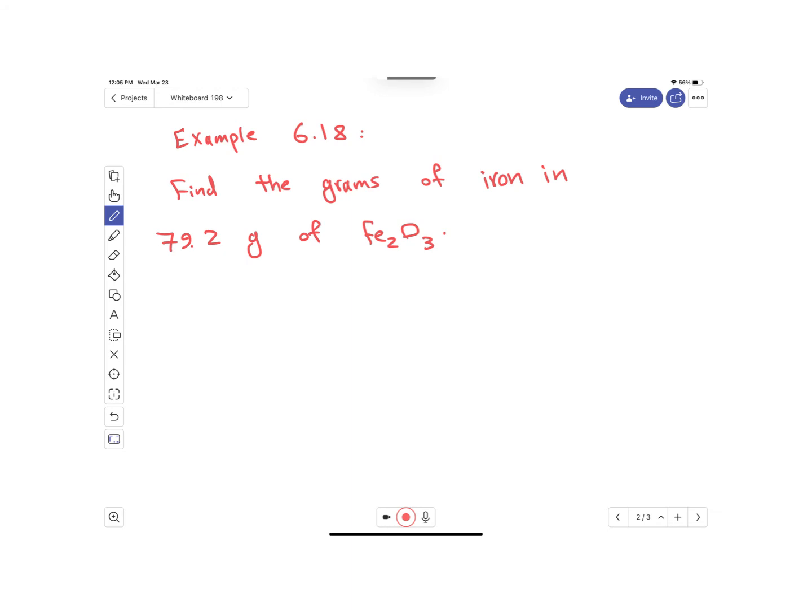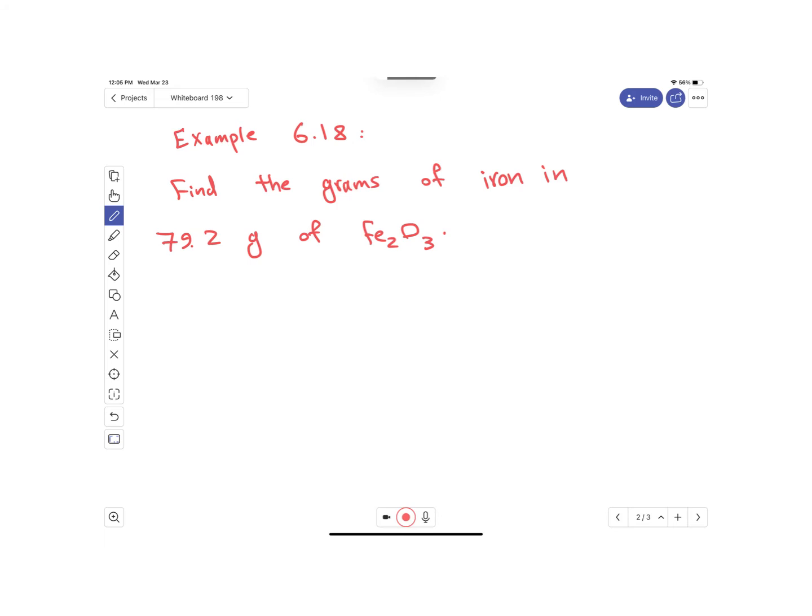So then I do 79.2, which is what we have, divided by 159.69. And that should tell us how much of a mole we have of that compound. And then I'll multiply that by the molar mass of iron. So whatever this comes out to be, I believe, should be the grams of iron in that.